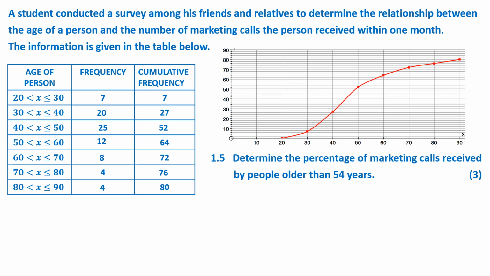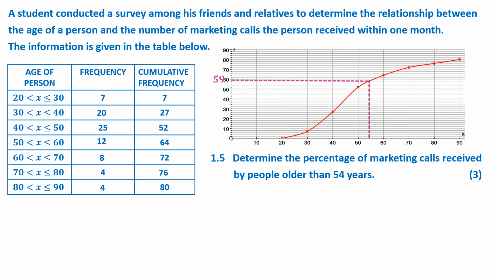Beg your pardon. So what you're going to do is find 54 years on your x-axis, because the x-axis represents the age of the person. So find 54 and draw a dotted line up to your Ogive. And then you're going to take it across, and I end on approximately 59. I end just below 60.